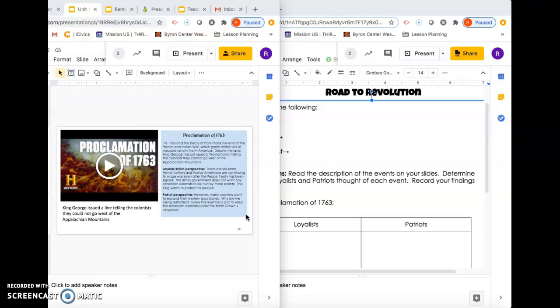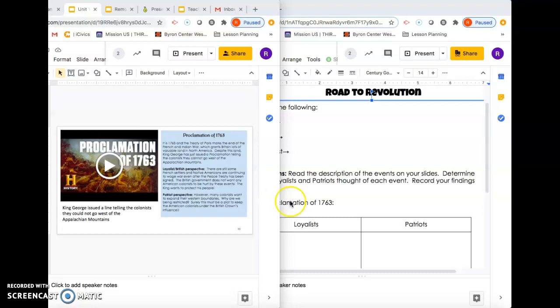Proclamation of 1763. It is 1763 and the Treaty of Paris marks the end of the French and Indian War, which grants Britain lots of valuable land in North America. Despite this land, King George has just issued a proclamation telling the colonists they cannot go west of the Appalachian Mountains. To learn more about why he did this and more about the proclamation, you're going to watch this video here, so make sure you do that.